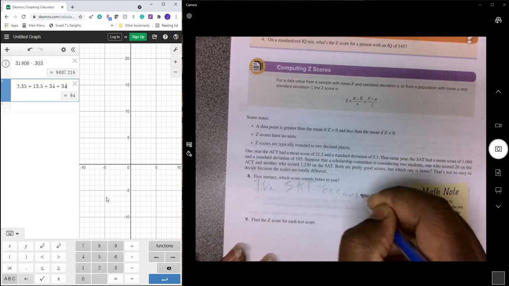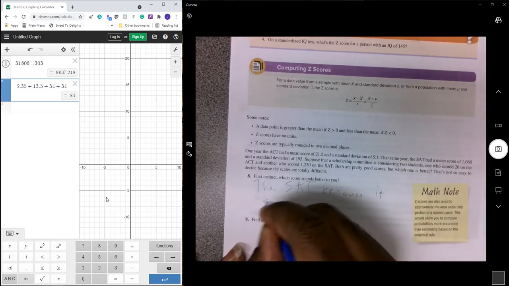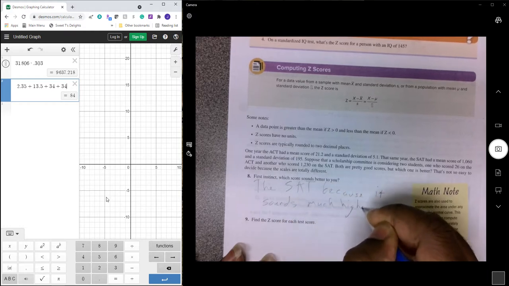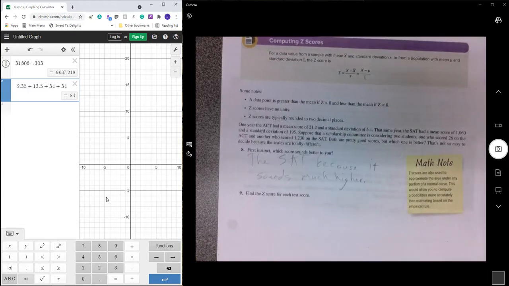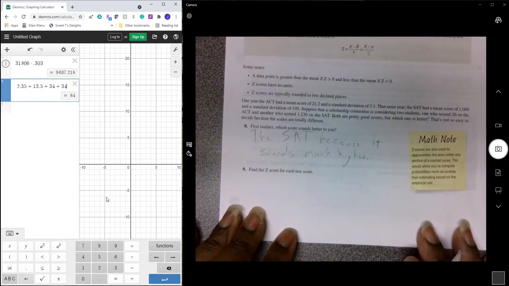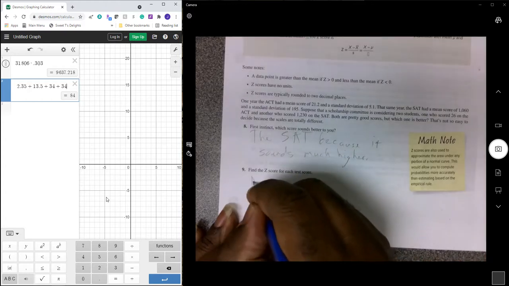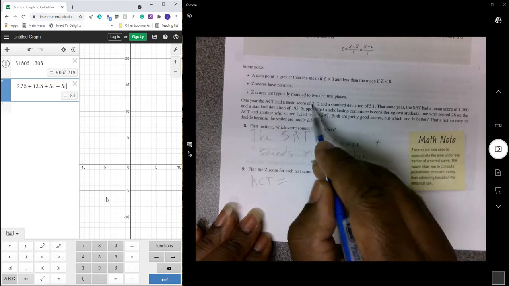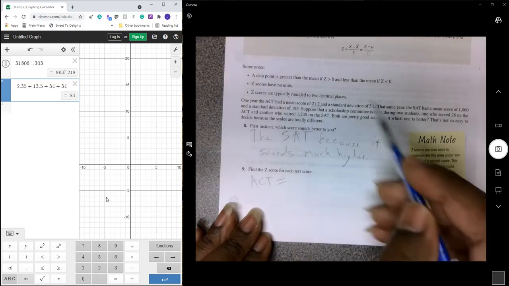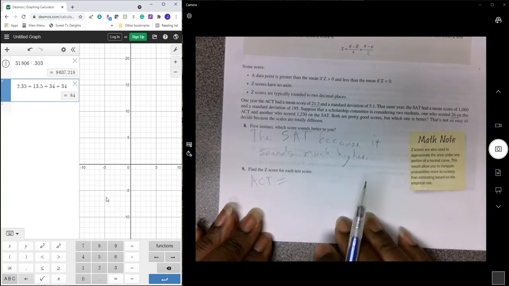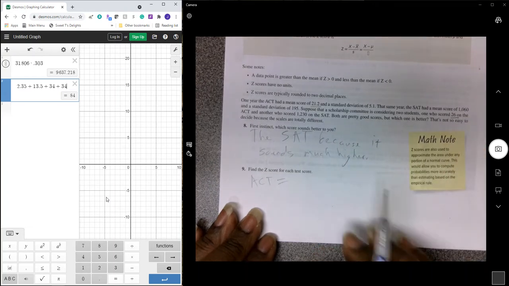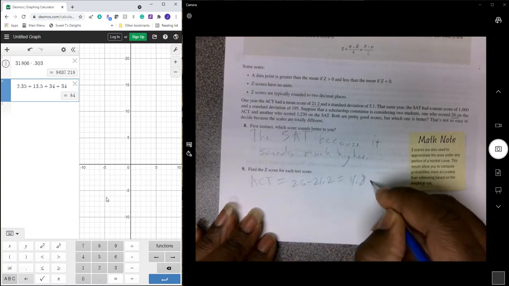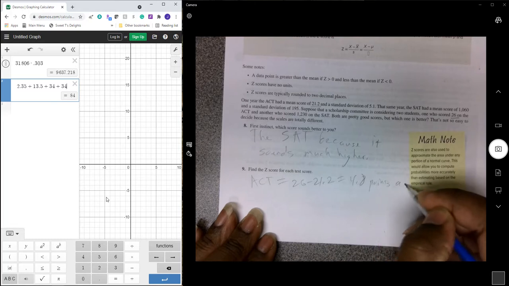because it sounds much higher. Now it says find the z-score for each test score. So we had an ACT, and we're told with the ACT, the mean score is 21.2, and this person scored a 26. So we'd take 26 minus 21.2, and it'd be 4.8 points above the mean.